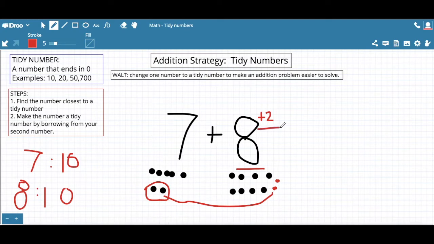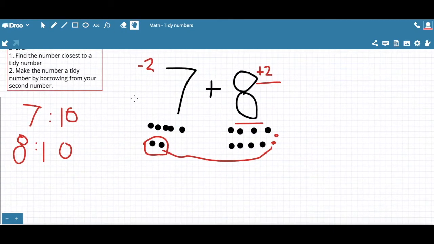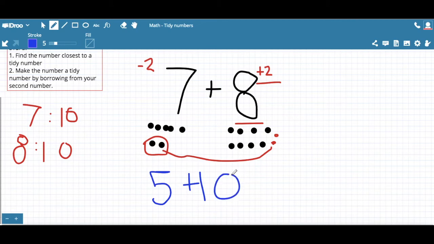So if I do plus 2 over here, the rule is you always have to do the opposite on the other side. So we have 7 plus 8, and now we're going to change our problem. Our new numbers: 7 minus 2 is 5, and 8 plus 2 is 10. Now, 7 plus 8 is the same as 5 plus 10. All I've done is make it easier to solve because I've moved the 2 over and put it by the 8. 5 plus 10 is 15. So that's much easier to solve.